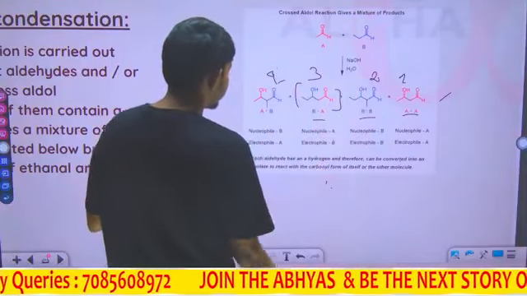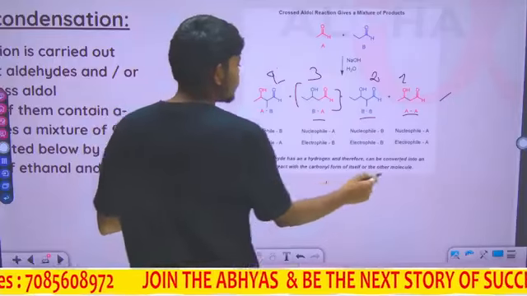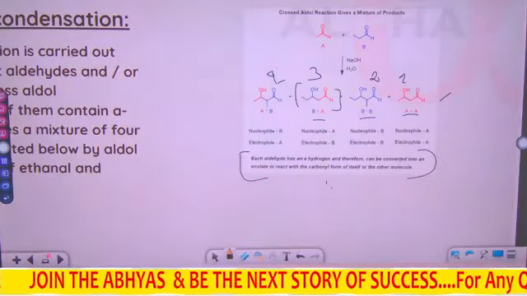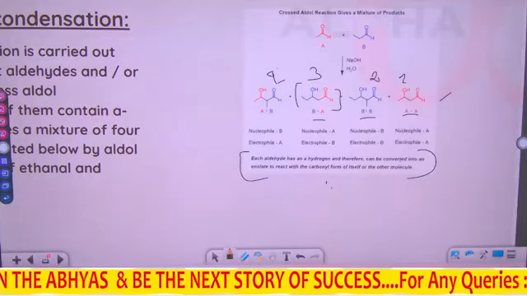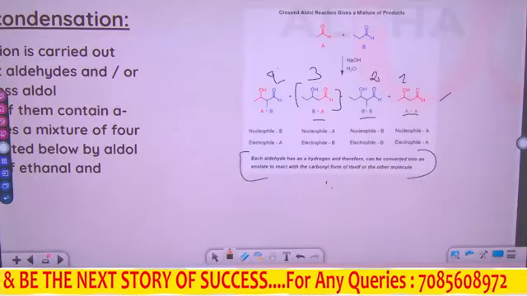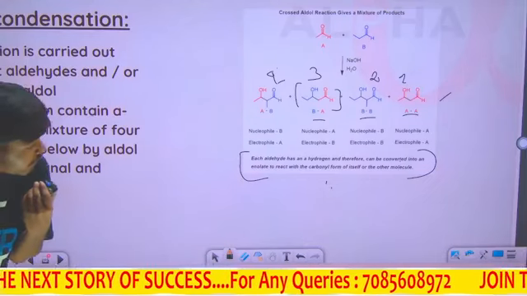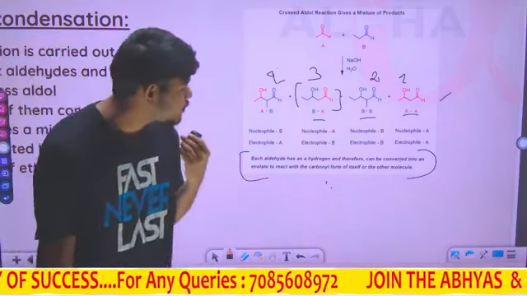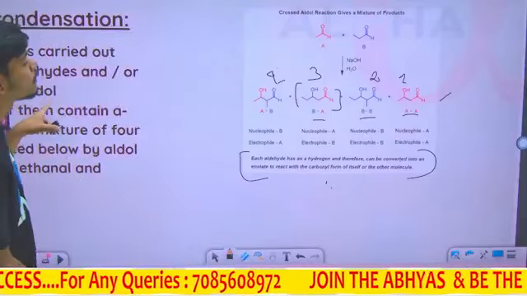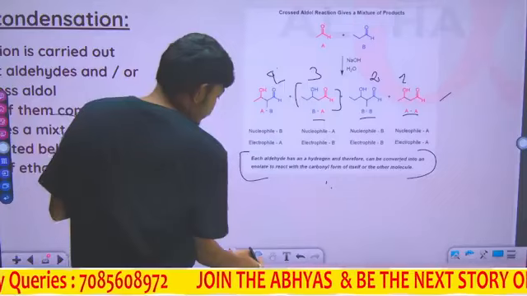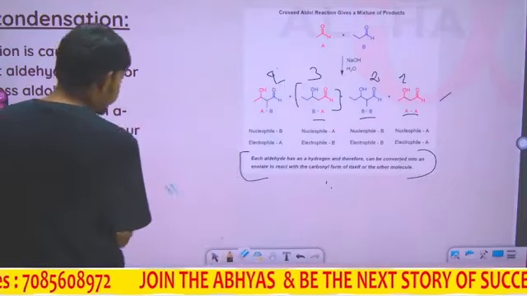Anyway, I see what is written in here. Each aldehyde has an alpha hydrogen and therefore can be converted into an enolate to react with the carbonyl form, either with itself or with other molecules. So you can react it with both itself and another different molecule.